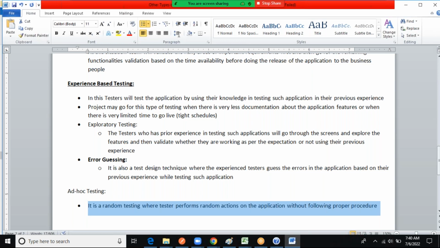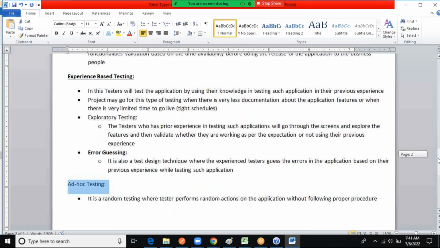You can perform whatever actions you want. Like, if process steps are mentioned for a requirement, it is like go click on this button, then fill the form, then click on the save button, and it will show a confirmation message, click on the continue button, like that. A different procedure is mentioned in the requirement. Without following that required procedure, you do the reverse of that procedure, do things differently from that procedure, and test how the application is behaving. So that's what you will be doing in ad hoc testing.